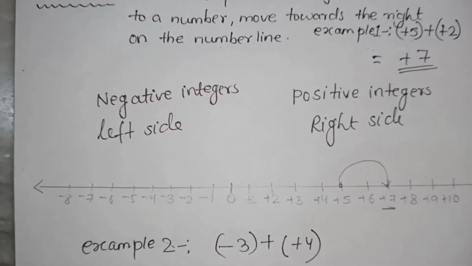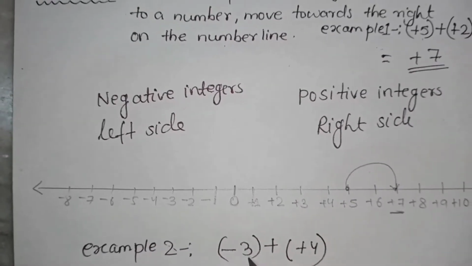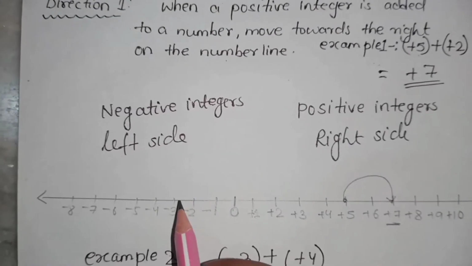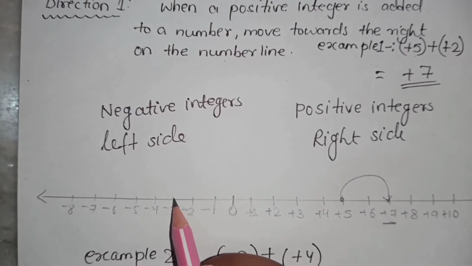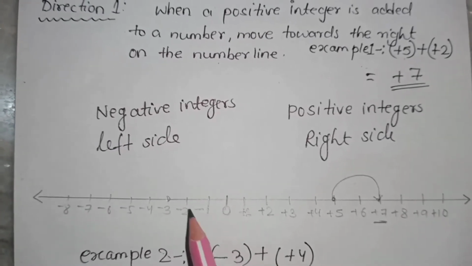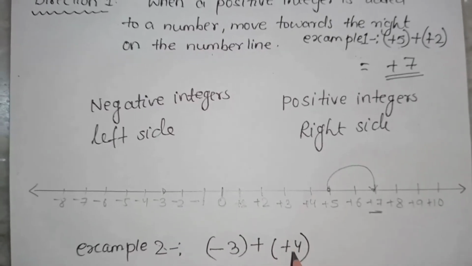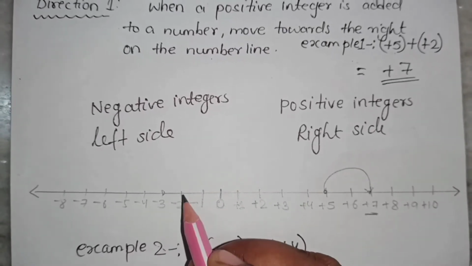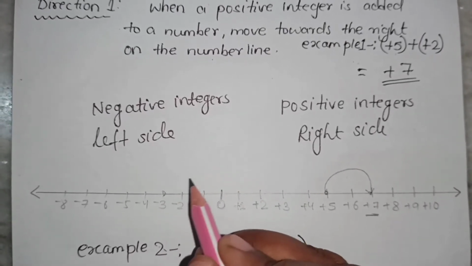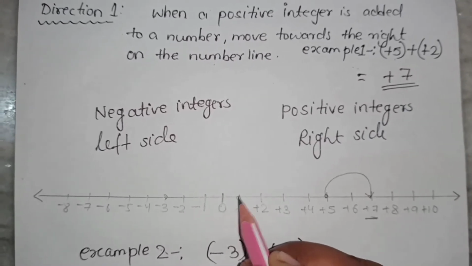Here is the number line. I'm using the same number line. See, -3 means we'll go to the left hand side. Here is the -3, and +4 means we will move to the right hand side. Plus means we will move to the right hand side. How many steps will we take? 4 steps. So we'll start from here. 1, 2, 3, 4. So I'll reach here.